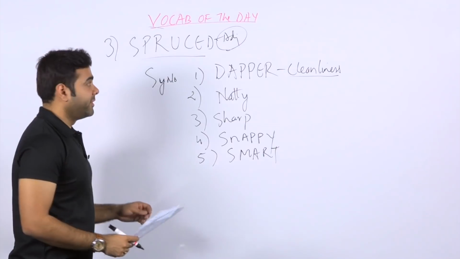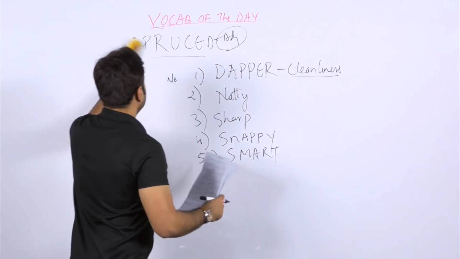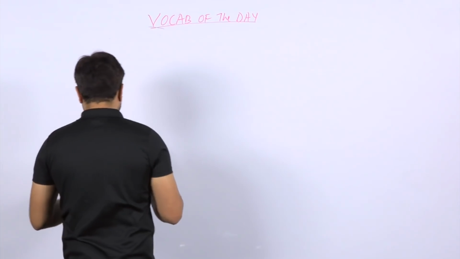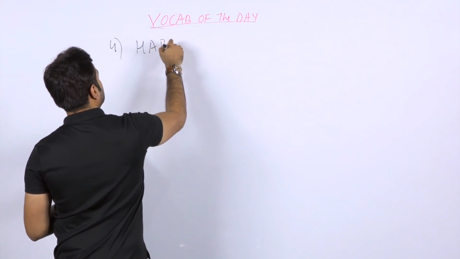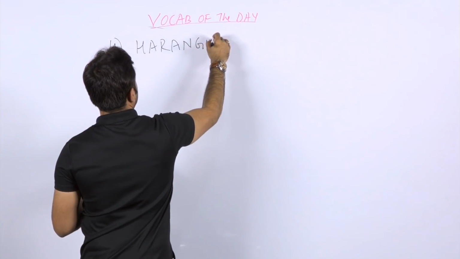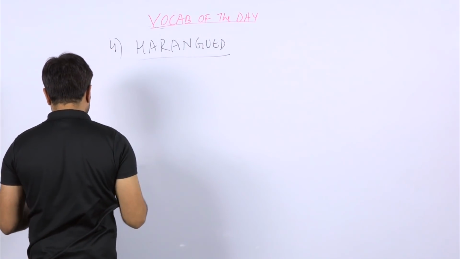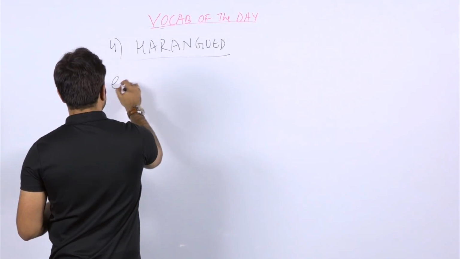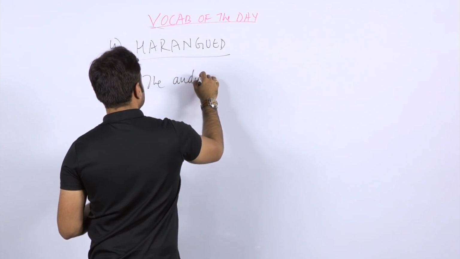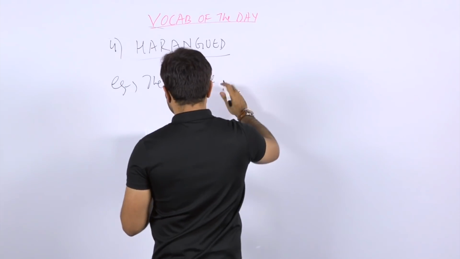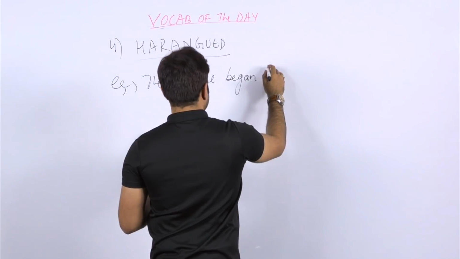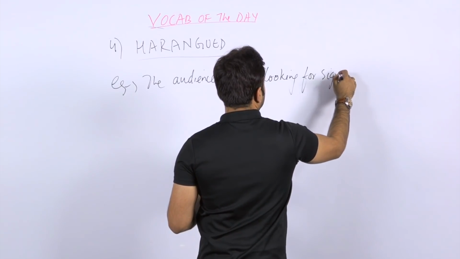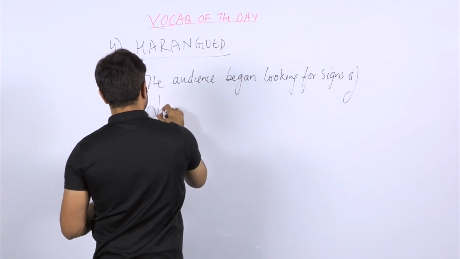Okay, let's not waste much time on this word. Let's proceed to the fourth word and check it out. The fourth word which I have taken in this context is harangued, H-A-R-A-N-G-U-E-D. Fine, harangued. Now let's check how this word works in the sentence. The example says: the audience began looking for signs of disrespect.